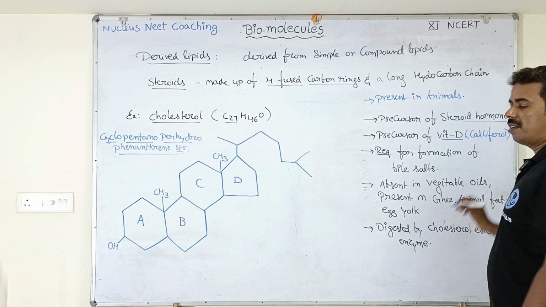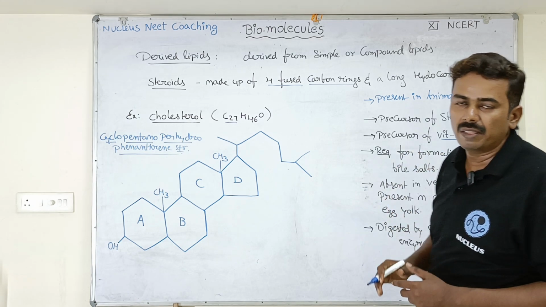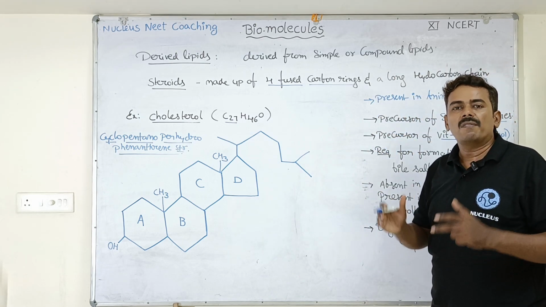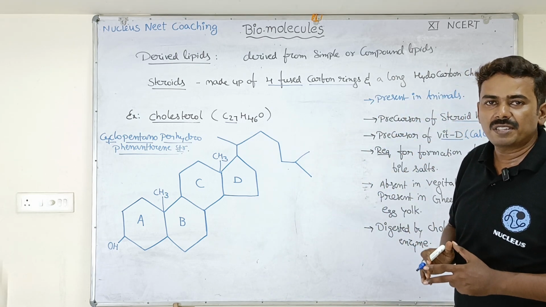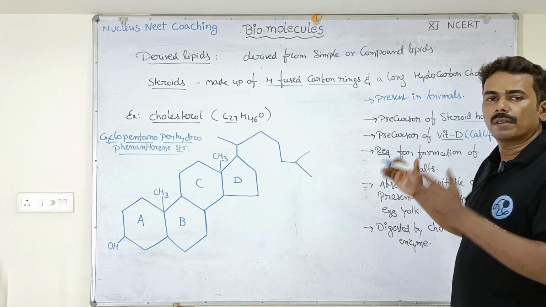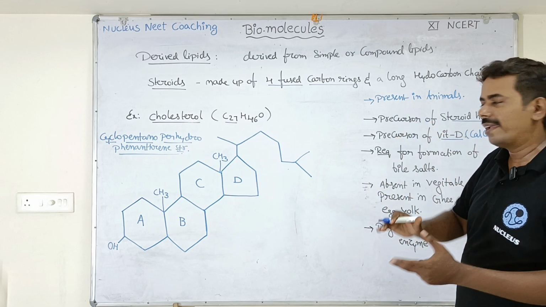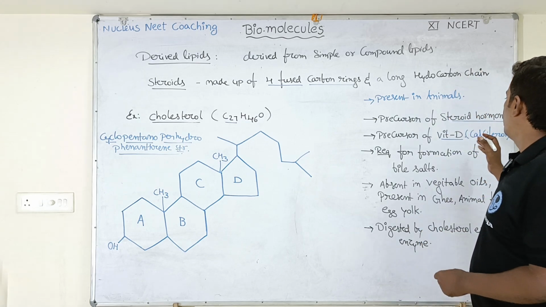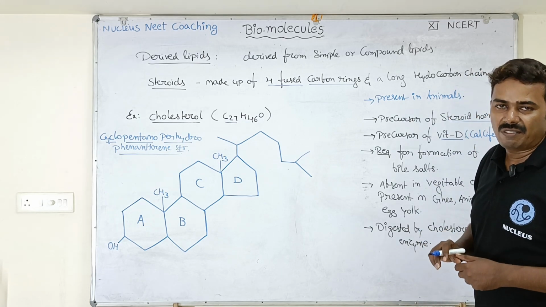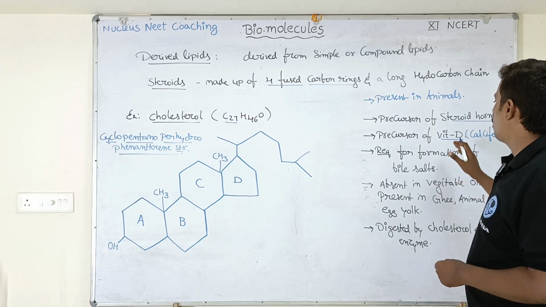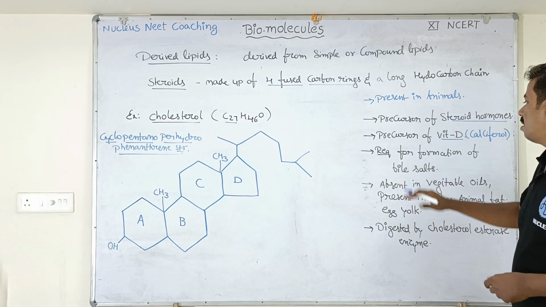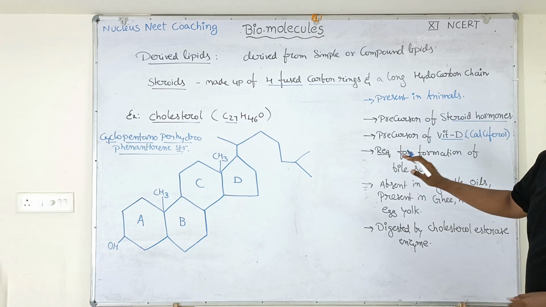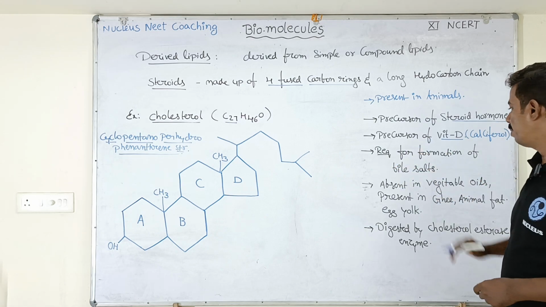Vitamin D is very crucial for healthy bones. Vitamin D synthesis takes place naturally in our body when our skin is exposed to sunlight. At that time the cholesterol present in our body gets converted into vitamin D. So that's why it is also called calciferol, another name of vitamin D. And cholesterol is also required for formation of bile salts in the liver. The 2 types of bile salts, biliverdin and bilirubin.